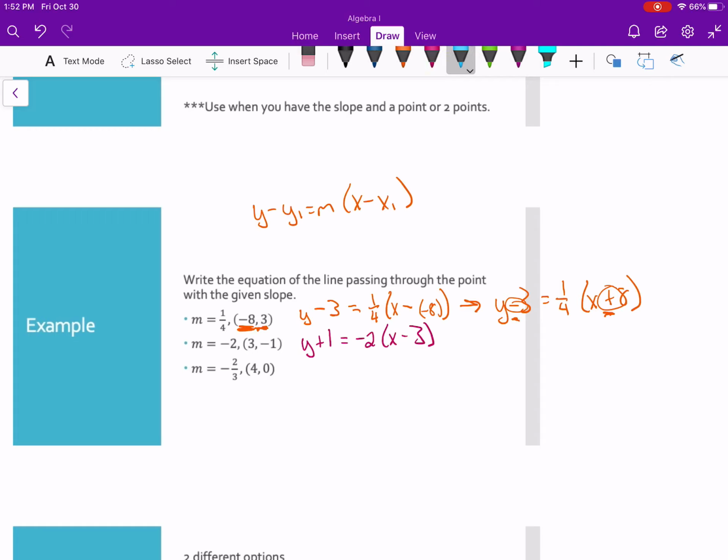And last example, y minus 0 equals -2/3 x minus 4. Subtracting 0 doesn't do anything, so we can forget about it, and we just get y equals -2/3 x minus 4.